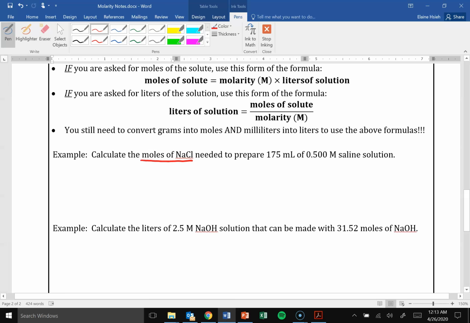So we're looking for the moles of the solute, and we are given 175 milliliters, that's the volume, and 0.500 molar, so we are given the molarity. Now, notice that the volume unit is milliliters, so I'm going to need that to be converted to liters. So I'm going to do that first. All right, and remember that we do that by dividing by 1,000.